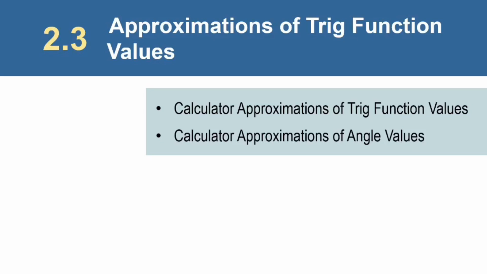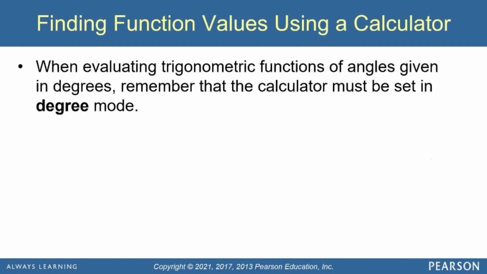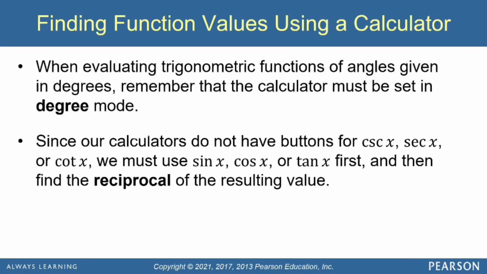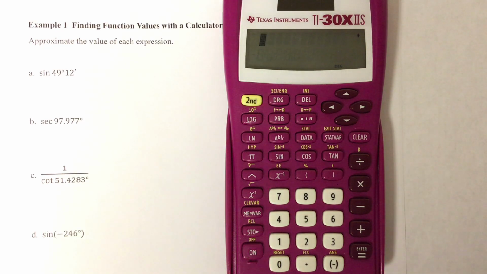So let's get started. First of all, everything that we're doing right now is in degrees. So you want to make sure that your calculator is in degree mode. And I'll show you how to do that in just a minute. You might have noticed on your calculator that you have buttons for sine, cosine, and tangent, but you don't have buttons for cosecant, secant, or cotangent. That's because we're expected to just use the reciprocal button to get those. Okay, so let's take a look at the calculator together.